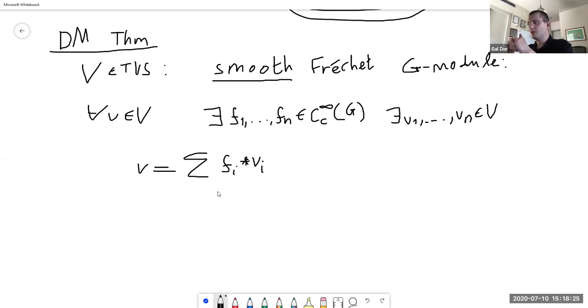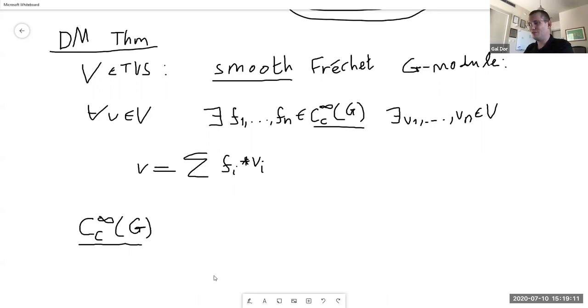This is the classical Dixmier-Malliavin theorem. It's been known a really long time. And first of all, let me say a few things about why this theorem is a bit unsatisfactory. So, for example, let's say that I have the space of smooth compactly supported functions on G. This space is not Fréchet, but the theorem is still true for it. That is, if I have a smooth compactly supported function, then I can always express it as a finite combination of convolutions of functions. And this is already a very big problem because this space actually appears inside the theorem.